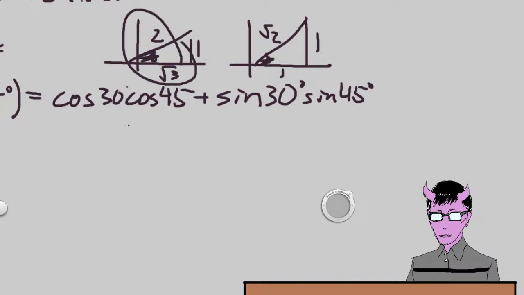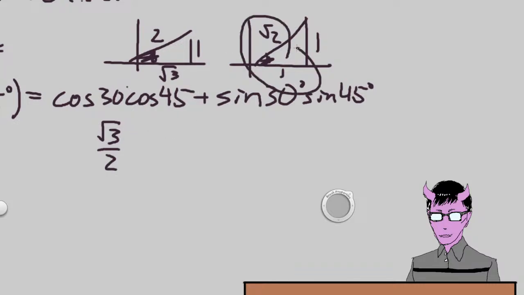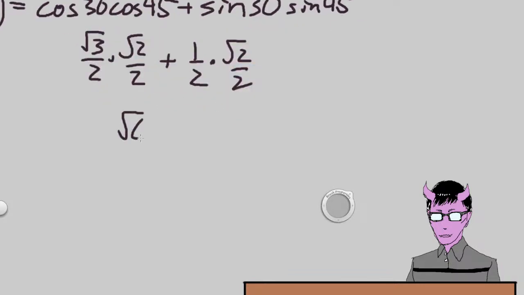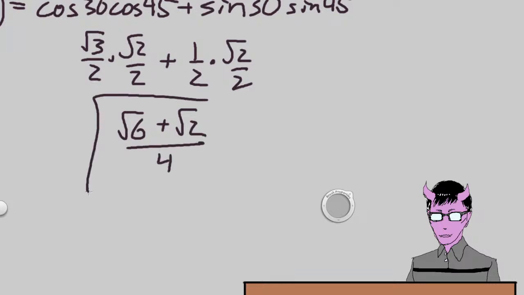So cosine root 3 over 2. Cosine of that one, root 2 over 2. Sine of that one, 1/2. Sine of 45 is root 2 over 2. Alright, here we go. Familiar face yet again. And we're good to go.